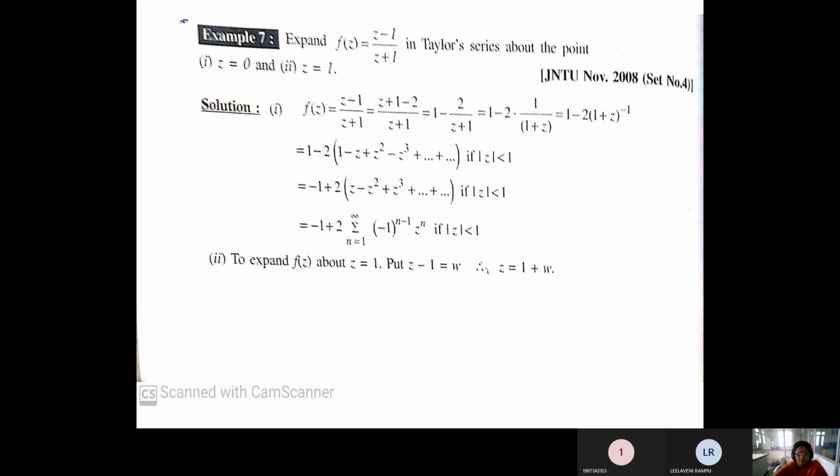Next, another one is to expand the Taylor series about z equal to 1. And z minus 1 equal to w now, so z equals 1 plus w.